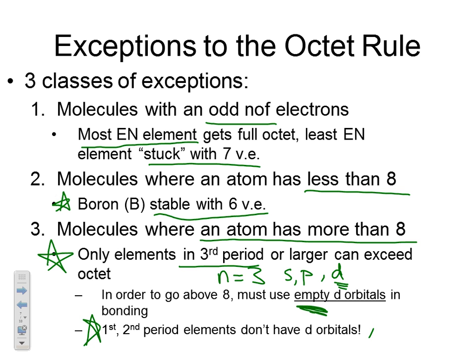Huge point. 1st and 2nd period elements can't do this. They don't have electrons in the 3rd energy shell, so they don't have these ground level empty d orbitals. So things like nitrogen and carbon and oxygen, they're always going to form 4 bonds. They can never exceed the octet. So that's a really, really big point.